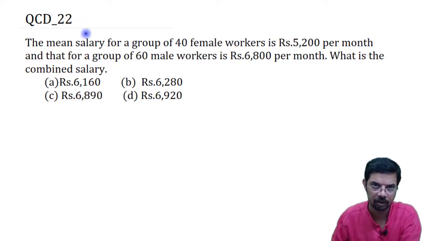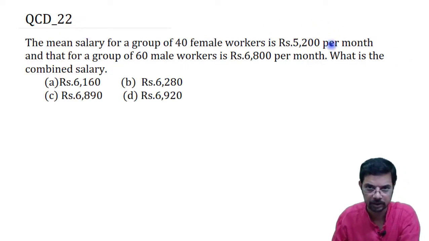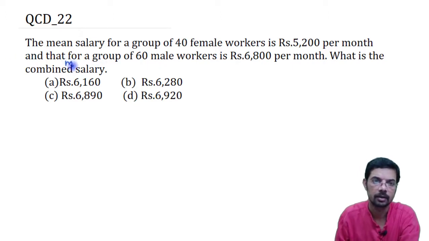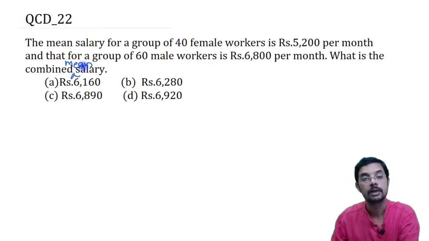The mean salary of a group of 40 female workers is 5,200 per month, and that of a group of 60 male workers is 6,800 per month. What is the combined salary? We already know how to find out the combined mean. Okay, combined mean salary. What is the combined mean salary? We need to find out the combined mean salary.